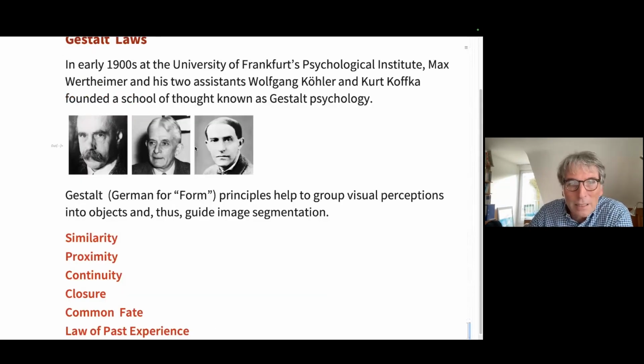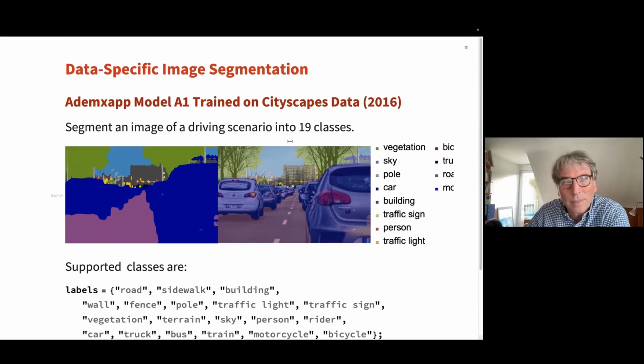But these last two or three examples, closure, common fate, and loss of past experience, were beyond our segmentation capabilities in the classical approach. But that has changed. I'd just like to quickly outline a little bit the neural networks that helped us get to where we are today.